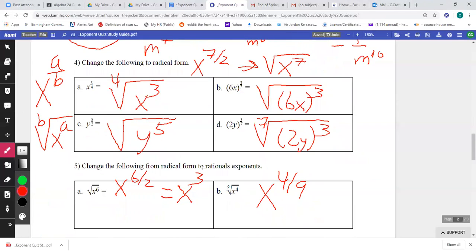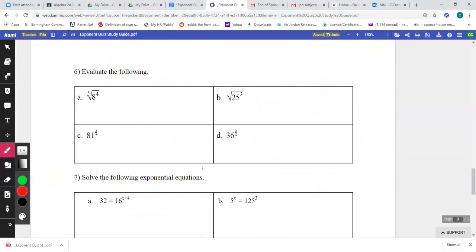Then, number 6, this is where you were evaluating rational exponents. So remember, you are doing two things here. You are taking the root and then you are doing the power. Always do the root first. You really can do whichever one you want, but it's always easier to do the root.